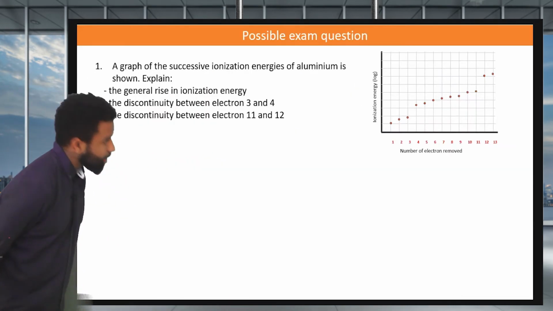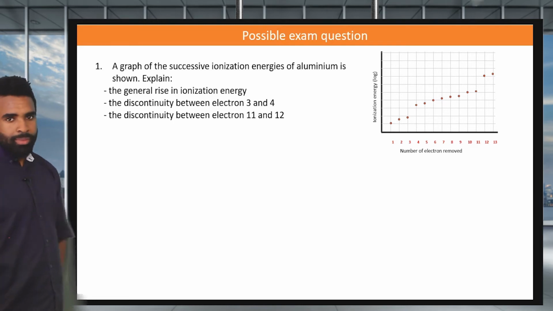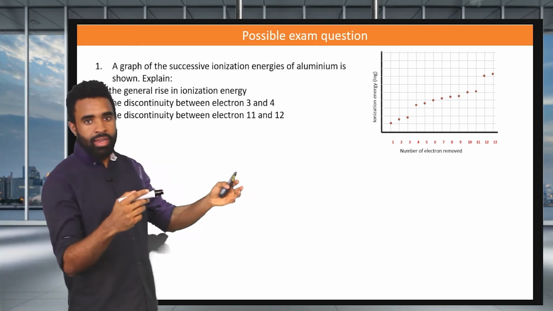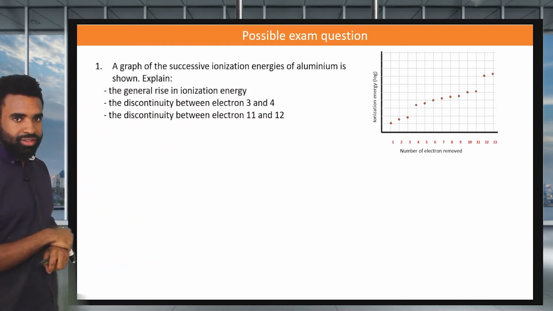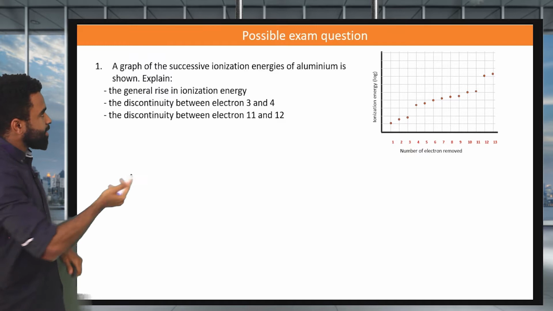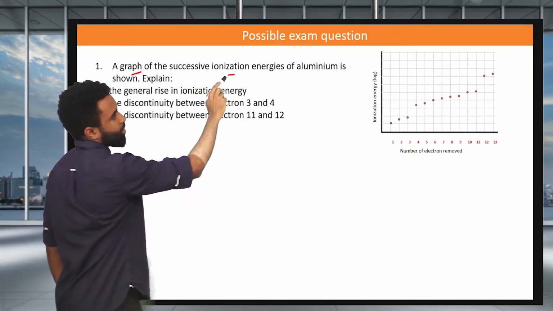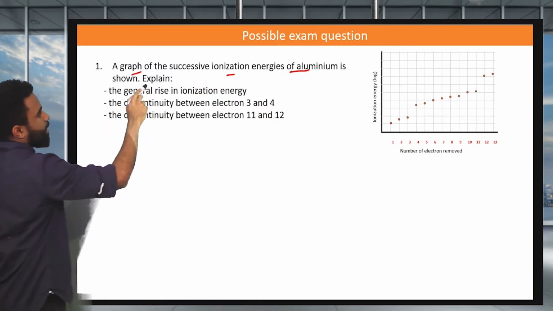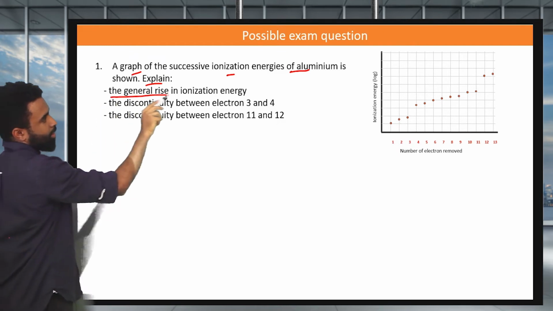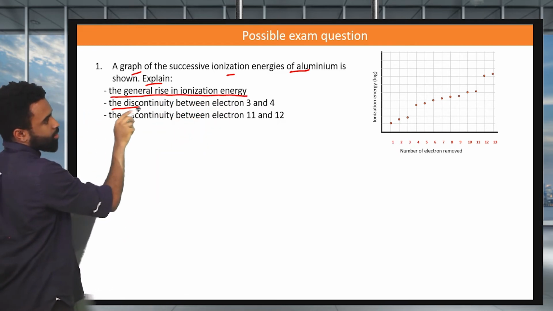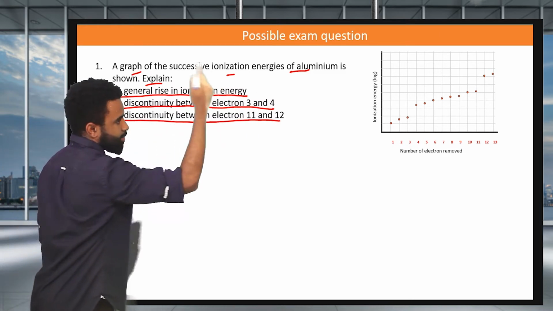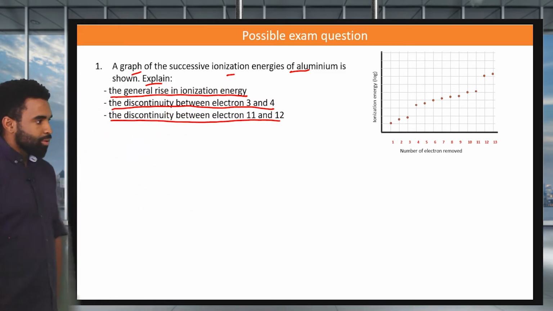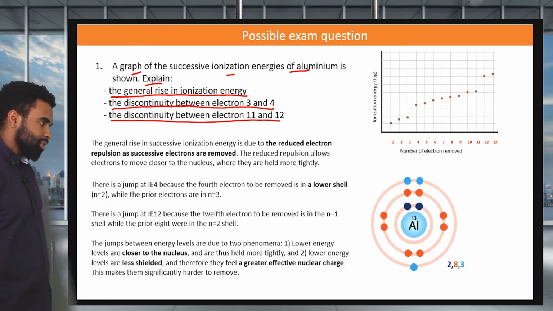So what kind of question might you get on the exam about this? You might get a question to do exactly what we've just done here. Explain the trends that you see on some successive ionization energy data graph. So they might say, here's a graph of the successive ionization energies of aluminum. Please explain for me the general rise in ionization energy, the discontinuity between electron 3 and 4, and the discontinuity between electron 11 and 12. And how would you do that? You would go over what I just said. Here it is in prose form in a way that you could write down.